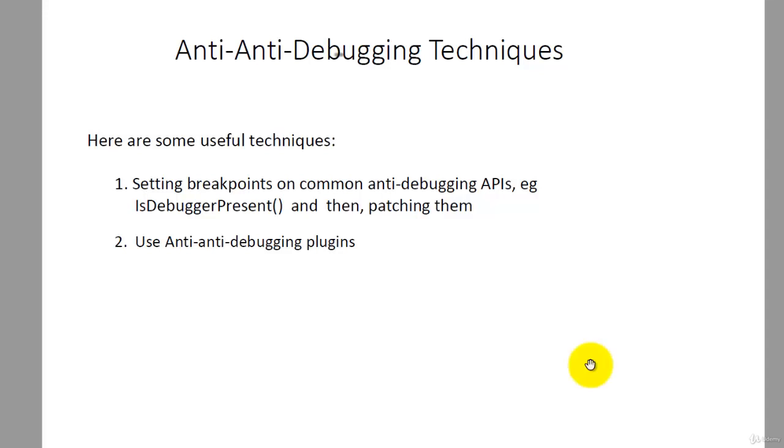Hello and welcome back. As I have mentioned in the earlier lesson on the introduction to anti-debugging, there are two methods mostly used for anti-debugging, or how to bypass the anti-debugging feature. The first method is by patching, which is to set a breakpoint on the anti-debugging API, for example IsDebuggerPresent, and then patching it. So in this lesson, I will show you how to use the first method to bypass the anti-debugging feature. So let's get started.